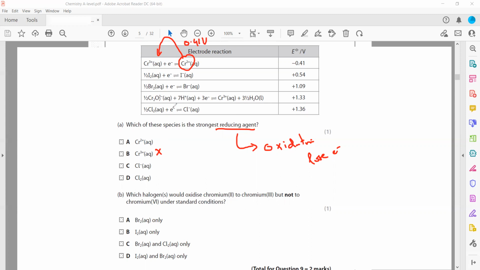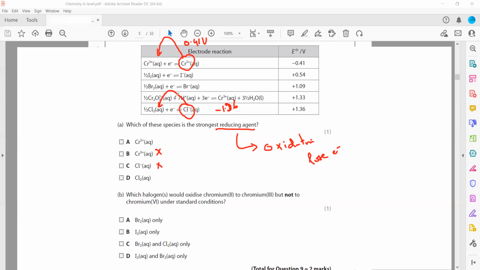For chloride ion, when we check for chlorine to convert into chloride ion, it is 1.36. Then for chloride ion to lose electrons, it will be minus 1.36. So it is not feasible for chloride ion to lose electrons, because it will give a negative voltage.